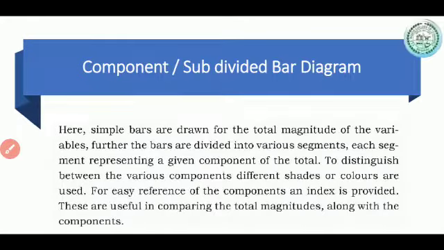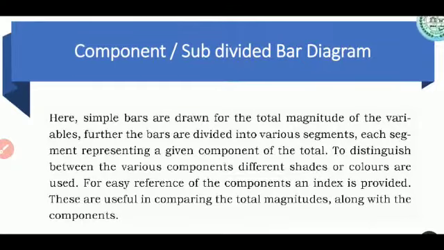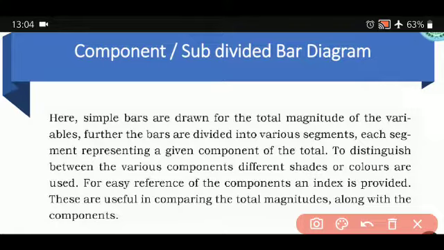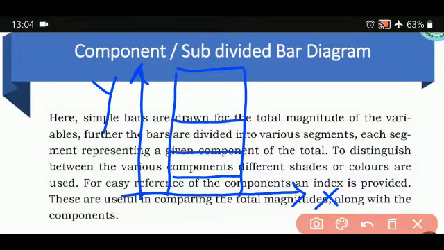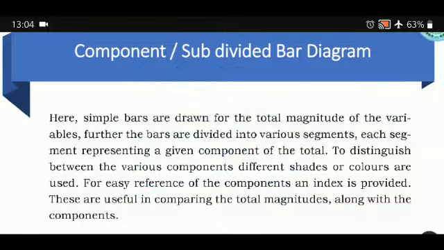Now coming to the next one, we will see the next type of one-dimensional diagram. The next one is the component or subdivided bar diagram. Before I explain, I want to show it in the form of a diagram. For example, this is a graph, your x-axis and y-axis. Component means in the bar itself you are going to make divisions or sections or components like this. In one bar, when you are making different sections, that is known as a component or subdivided bar diagram.